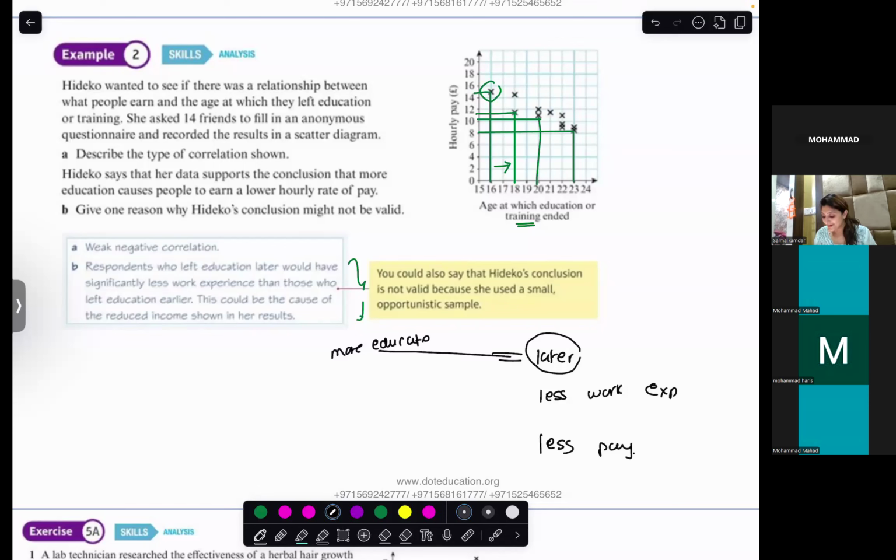If they're more educated, they will possibly have more pay. So this can be valid because maybe she has used a very small sample size of opportunistic data for her study, but this might not be valid for a larger sample.